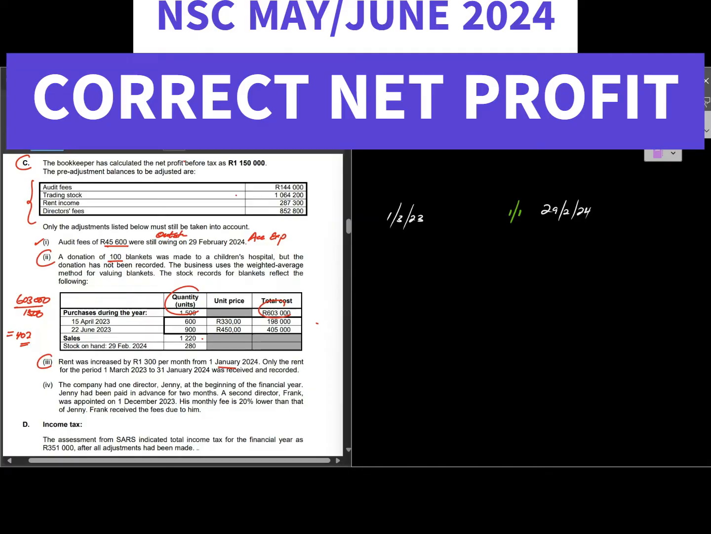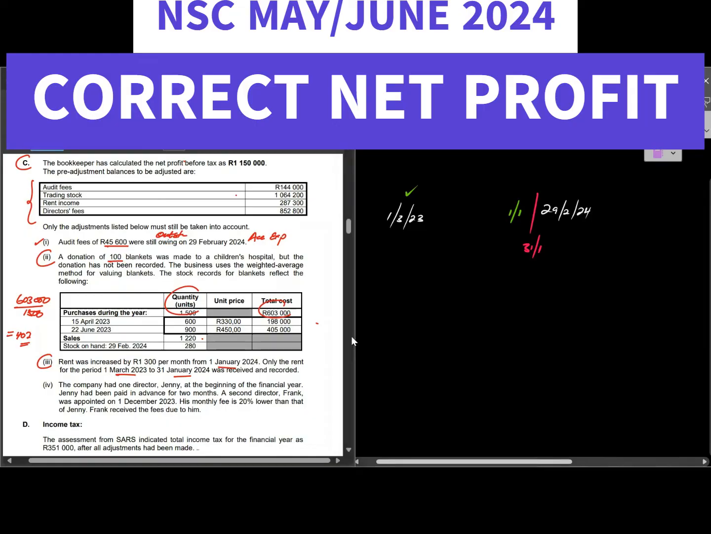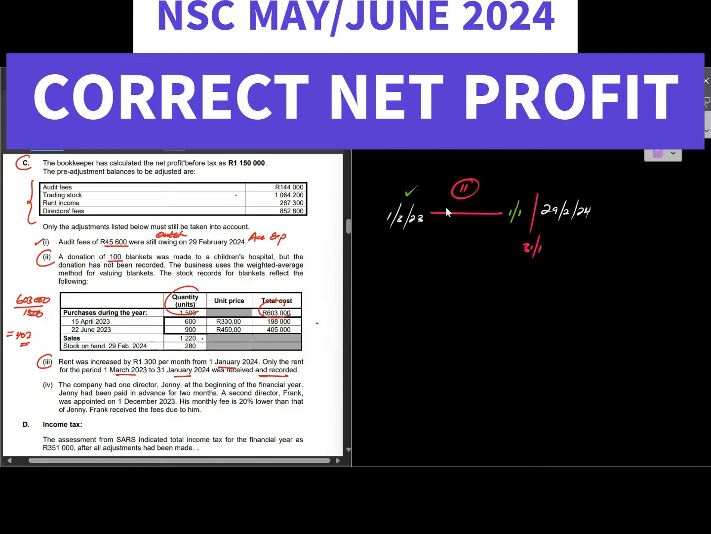Then we are told only the rent for the period March, which is the beginning, to 31 January was received. So that is the rent that we've received. In other words, the examiner is trying to tell us that we have received rent for 11 months. February has not yet been received.